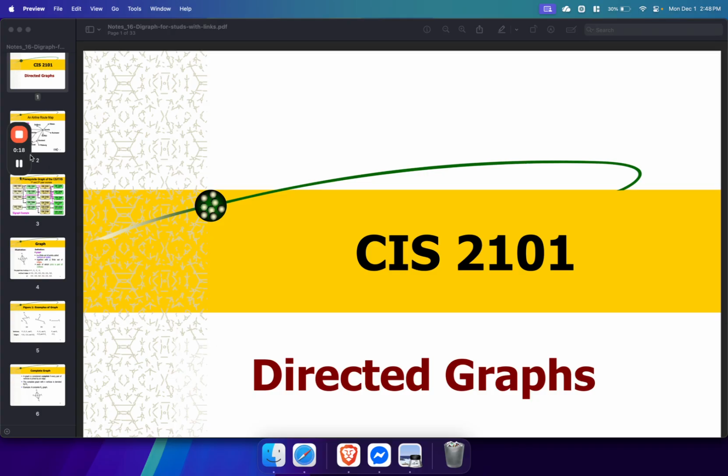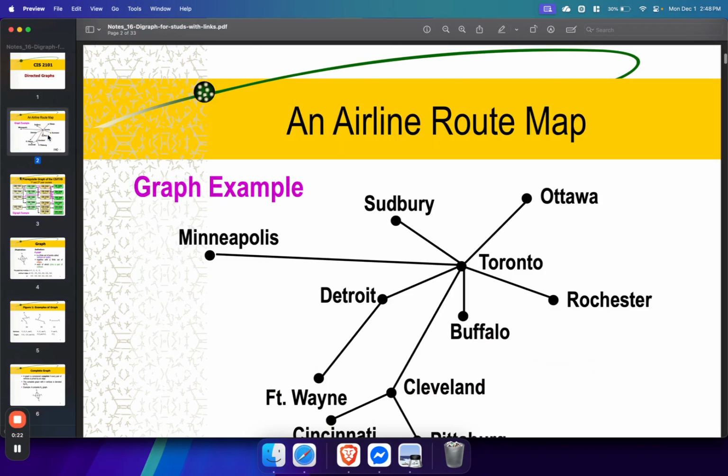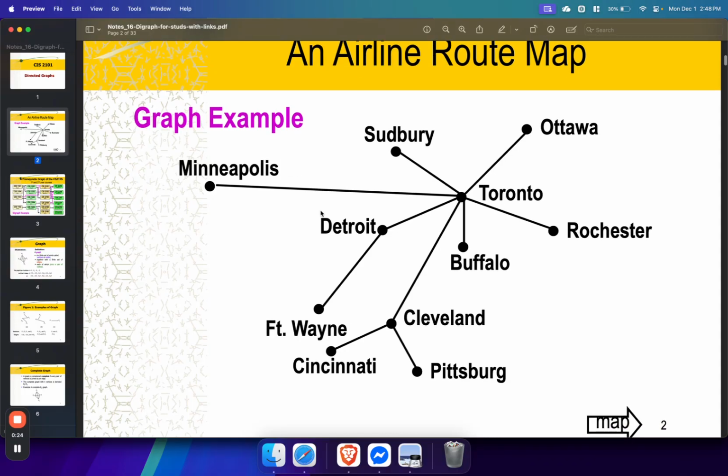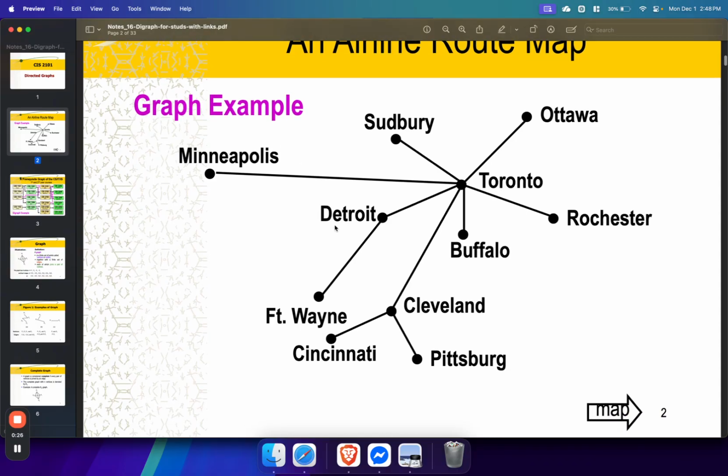One of the main uses of graphs would be for plotting out an airline route map. For example, this shows you which planes can fly from which airport. From Toronto, I can fly to Minneapolis, Sudbury, Ottawa, Rochester, Buffalo. So essentially, if I live in Toronto, I can go to any of these places.